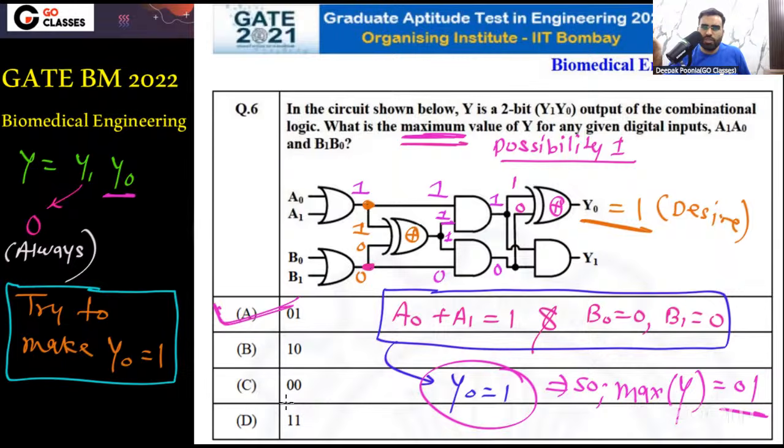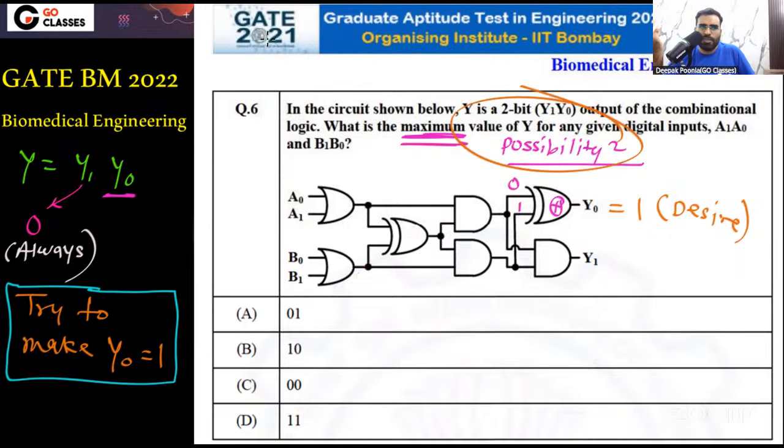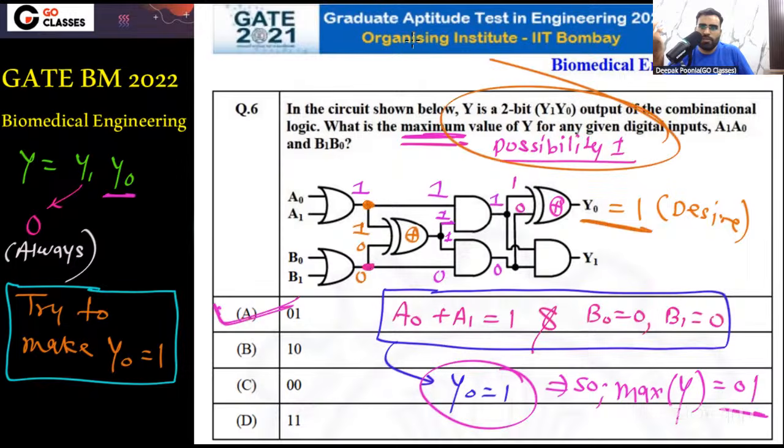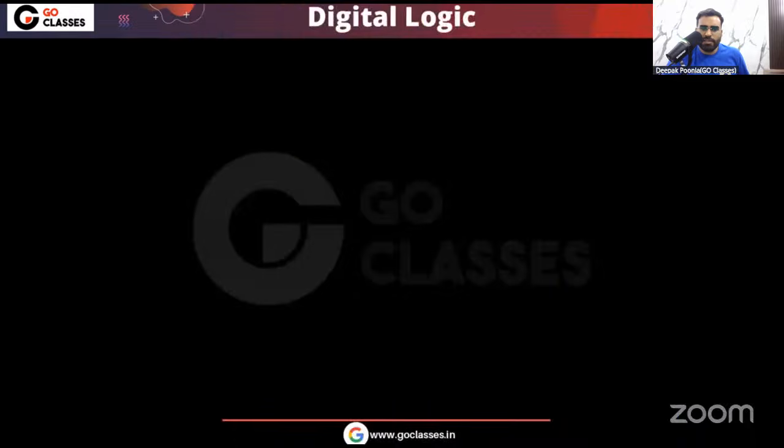Now remember, I don't have to check the possibility 2. This possibility 1 we have checked, and Y0 equal to 1 is possible. This is all we want, that yes, Y0 equal to 1 is possible. So I don't have to check the possibility 2, because already we have seen that Y0 equal to 1 is possible in the possibility 1. So that's it. The maximum value possible for Y is 0, 1. I hope you understood this. Now let's see the method number 2.